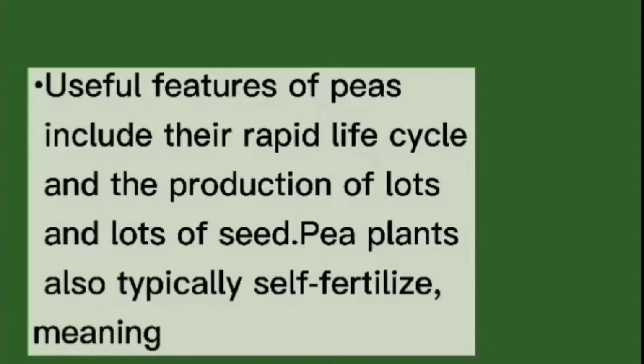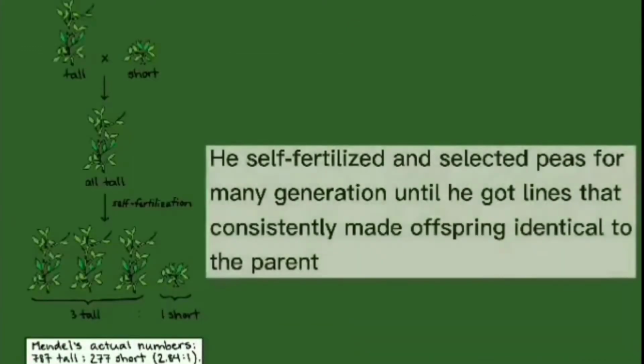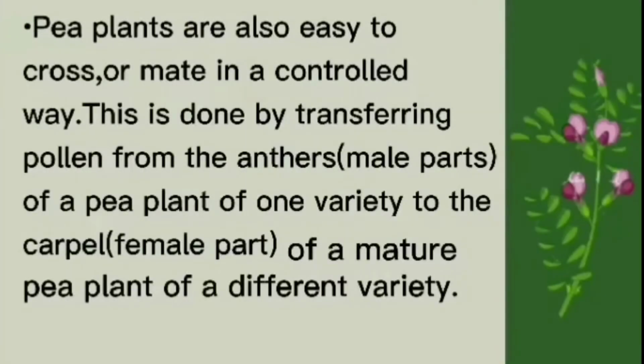Pea plants also typically self-fertilize, meaning that the same plant makes both the sperm and egg that come together in fertilization. Mendel took advantage of this property to produce true breeding pea lines. He self-fertilized and selected peas for many generations until he got lines that consistently made offspring identical to the parent. Pea plants are also easy to cross or mate in a controlled way.